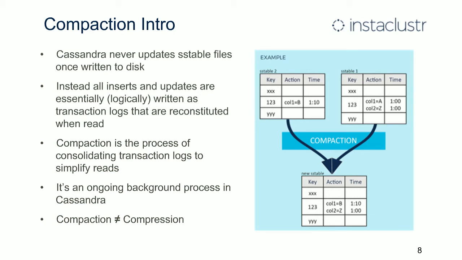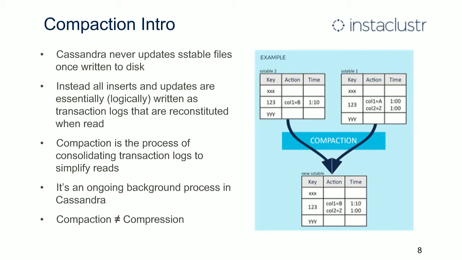And then sometime later, at 10 past 1, we came along and updated for key 1, 2, 3 the value of column 1 to B. So before a compaction occurs, if I want to know the value of column 1 in row 1, 2, 3, Cassandra is going to have to go away and look in SS table 1 and SS table 2, basically combine the effect of those two writes together and come up with the answer for me that for row 1, 2, 3, column 1 equals B and column 2 equals Z.